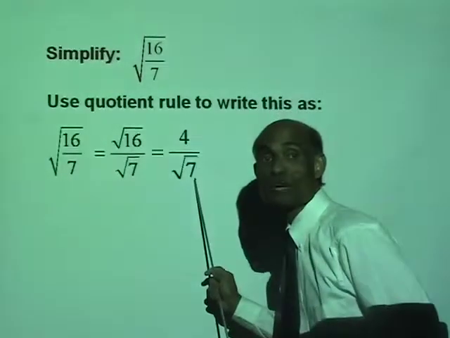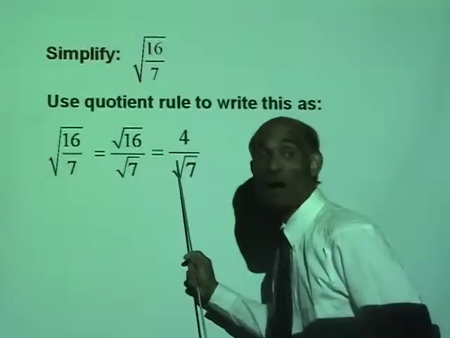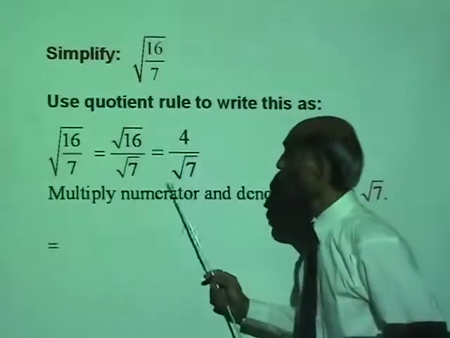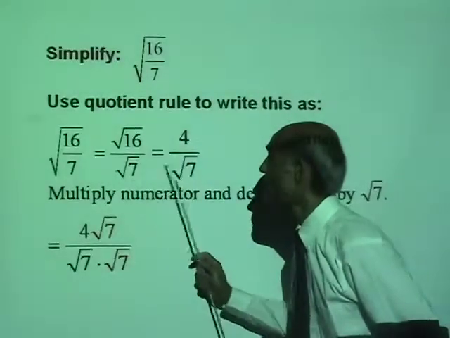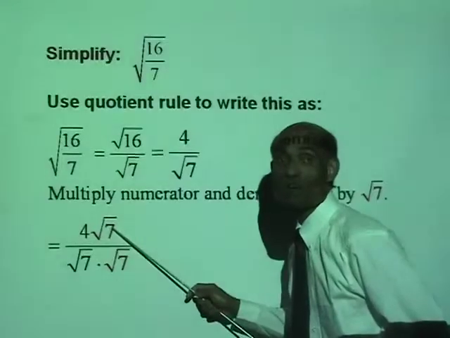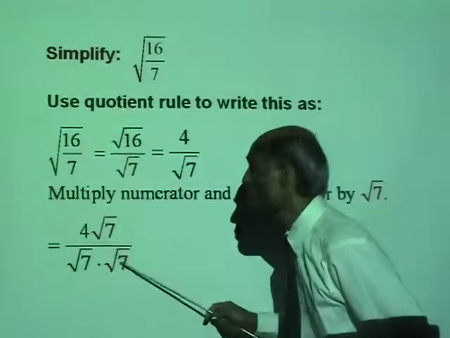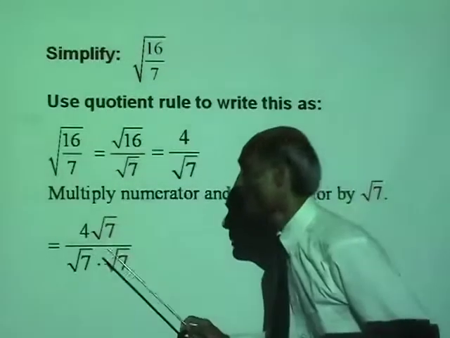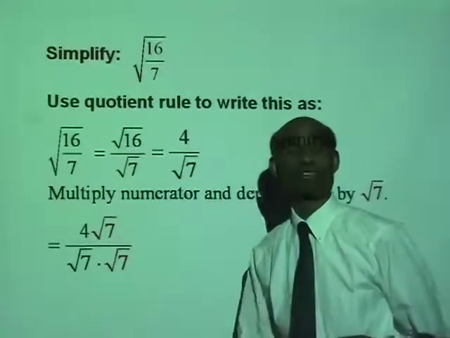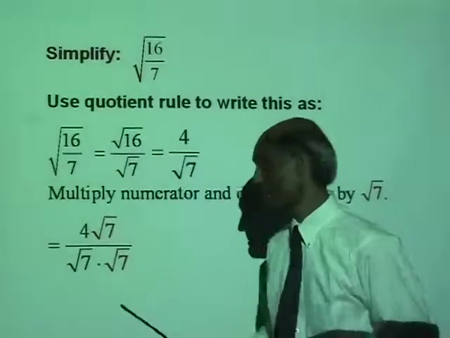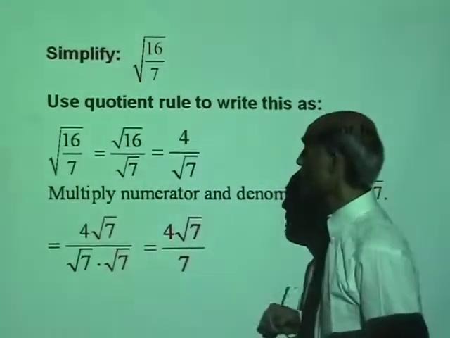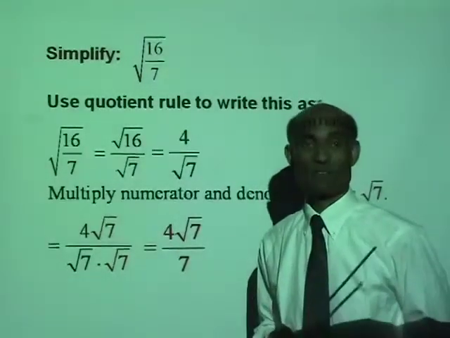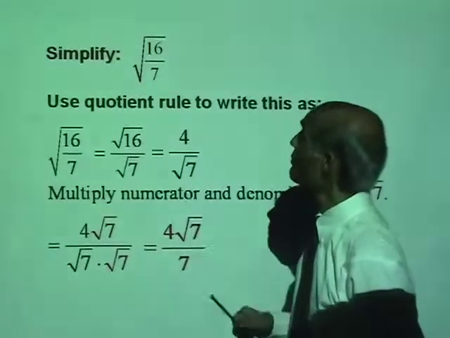Multiply numerator and denominator by square root of 7. So 4 over square root of 7 now becomes 4 times square root 7 divided by square root 7 times square root 7. And now the denominator, square root 7 times square root 7, is 7. So that will be 4 square root 7 divided by 7. That is the answer. Okay, let's move on to another one.